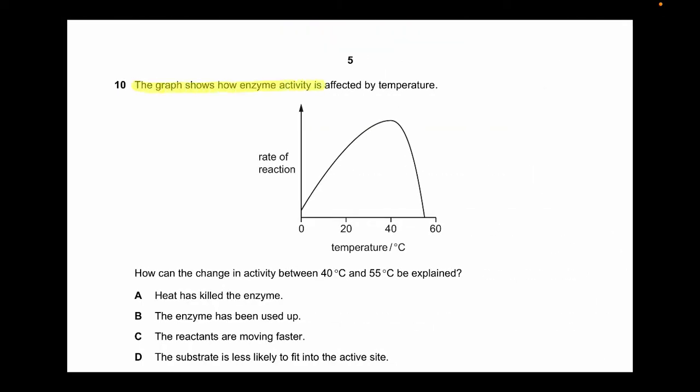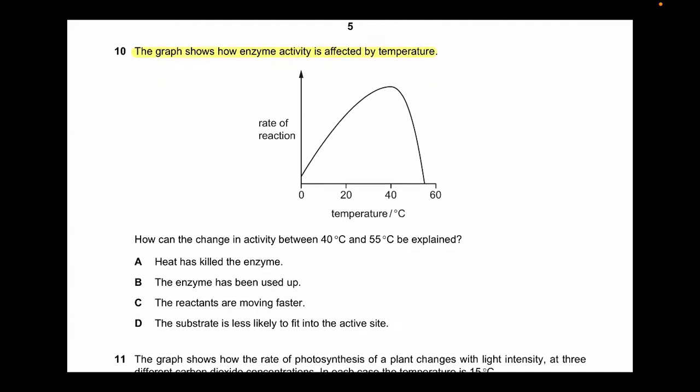The graph shows how enzyme activity is affected by temperature. All right, how can the change in activity between 40 and 55 degrees Celsius be explained? Okay, guys, we see that as the temperature increases from 0 to 40 degrees Celsius, the enzyme increases in activity. At about 45 degrees Celsius, it is at its peak. Beyond that temperature, we see that the enzyme decreases in activity until 55 degrees Celsius, where the enzyme is completely destroyed.